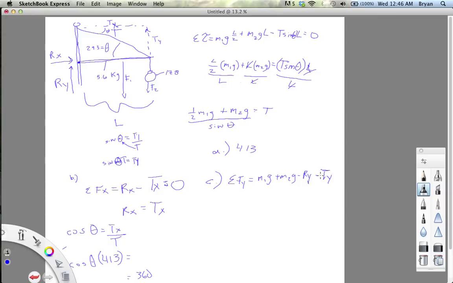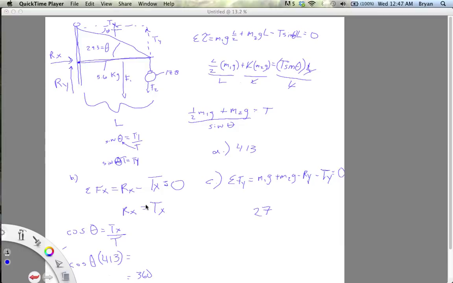Well, guess what? We know Ty, we know M2G and M1G. And remember, if it's not going anywhere, then it's 0. So all we do is plug in and then bring Ry to that side, and we're good. So essentially you do that one, subtract T of y, and then you get R of y. So it's pretty simple. I got 27. That's it, folks. Hopefully that helped.